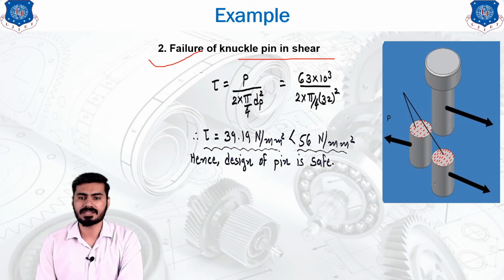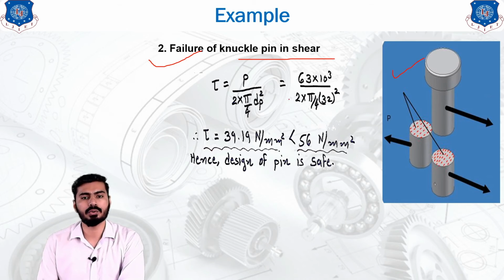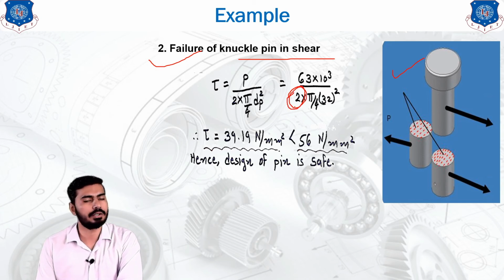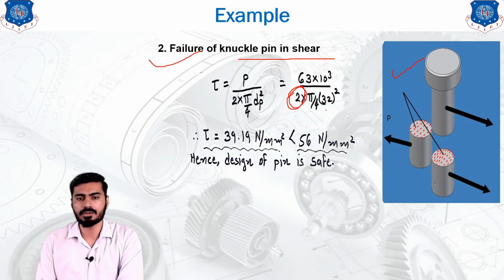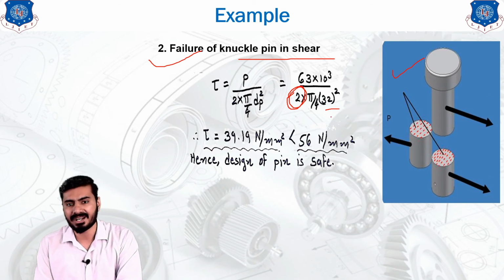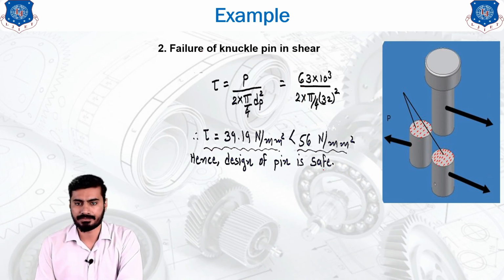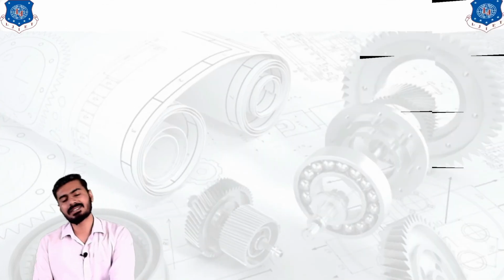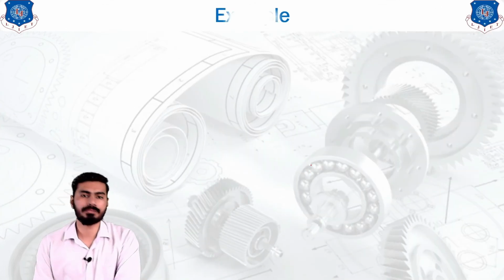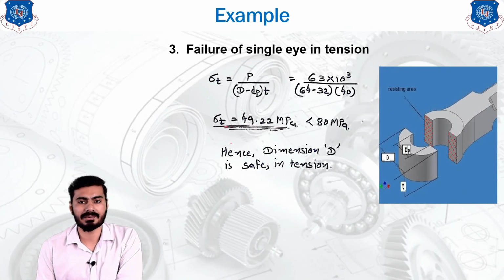If we consider the shear failure, it looks like this, and we know that there is double shear, which is why we multiply the area by 2. By putting in the values calculated using the empirical relations, we can calculate the shear stress and compare it with the given value, which shows the design is safe. Now our design is safe during the shearing of the pin.